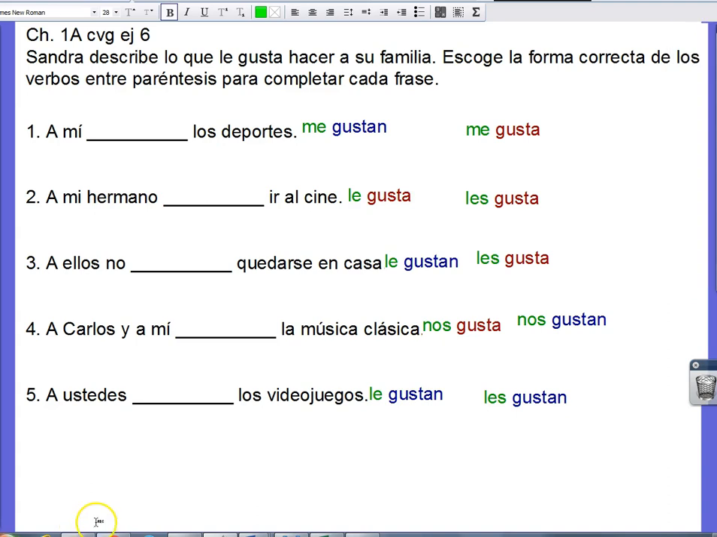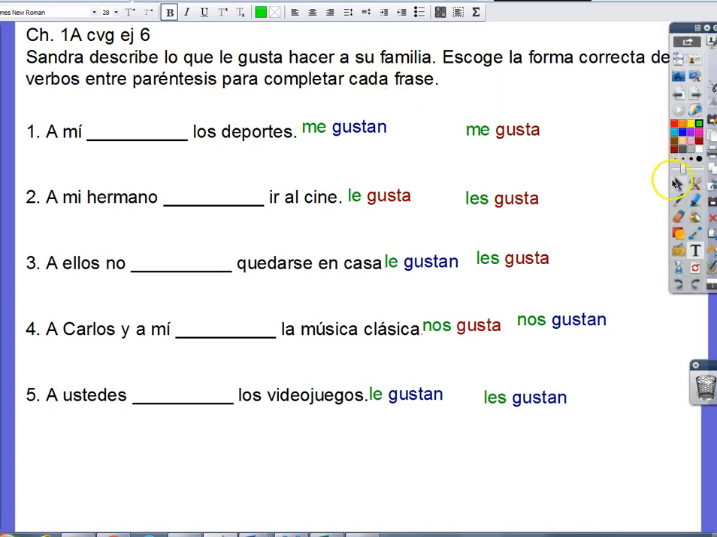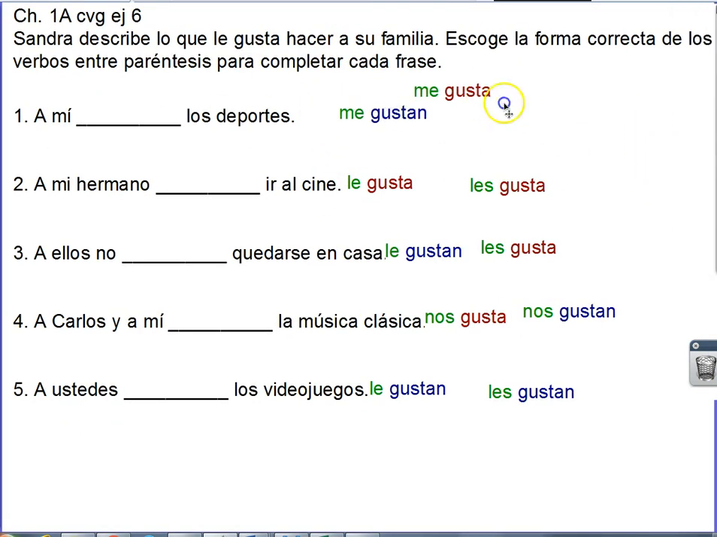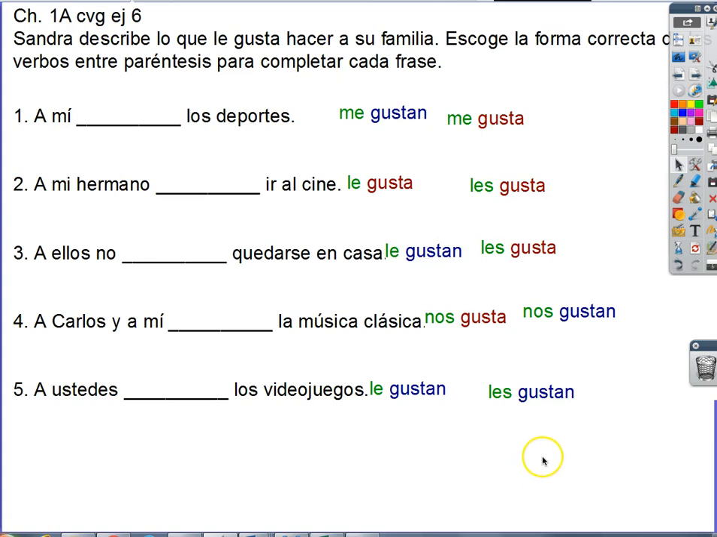Moving on, have a little look at this practice exercise. It says Sandra is describing what her family likes to do. Choose the correct form of the verbs to complete each phrase. There's nothing in parentheses; it's choose the correct option after. So, looking at these, 1, 2, 3, 4, and 5, ask yourself which option will fit for each blank. So, a mí, will it be me gustan or me gusta los deportes? A mi hermano, will it be le gusta or les gusta ir al cine?